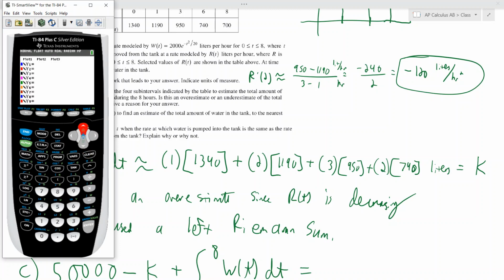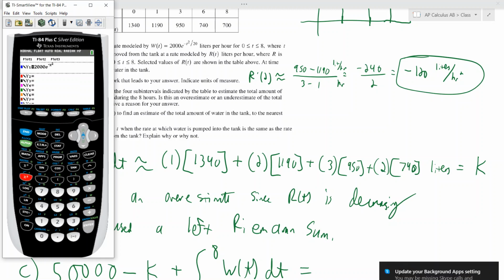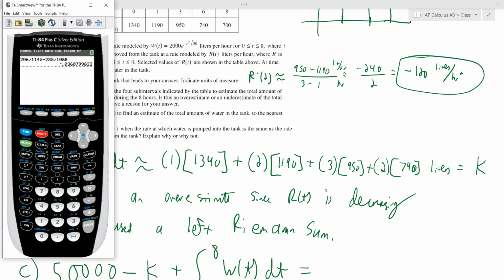All right, let's clear that out. And we have 2,000 e to the negative x squared over 20. So we want to integrate that, which is math 9, remember that, from 0 to 8. We're going to put in y1 and dx. So this is the amount of water that came in. We're going to add 50,000 to that. Boom. And I'm going to subtract off this whole stupid number here.